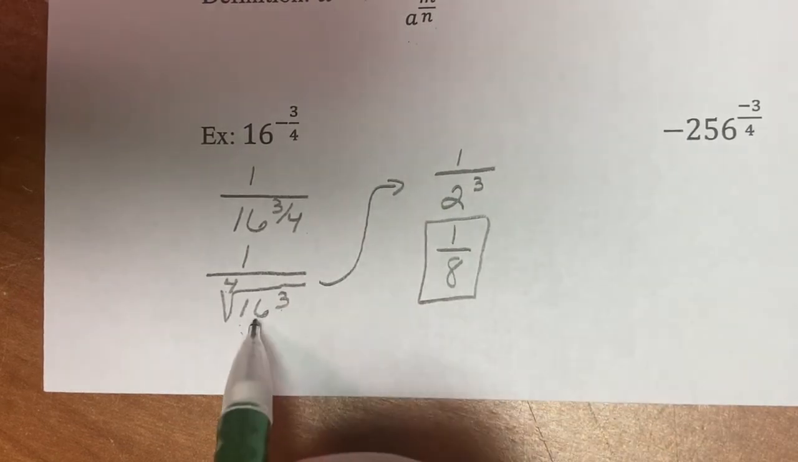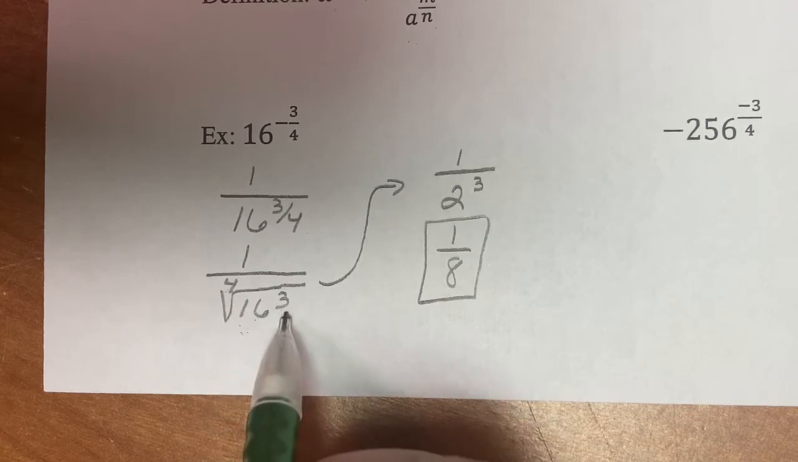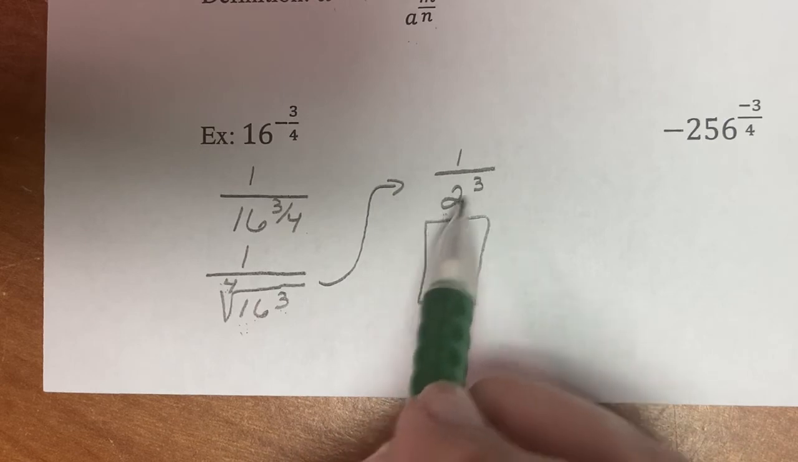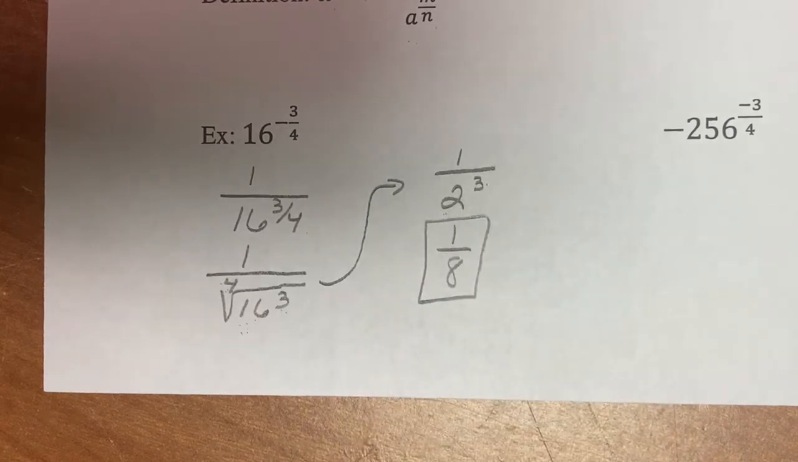So now remember, at this point, I took the root first. You could cube the 16 and then take the 4th root of that, but I can't do that in my head. That's why I always choose to do the root first. The 4th root of 16 is 2, and then you cube that 2.